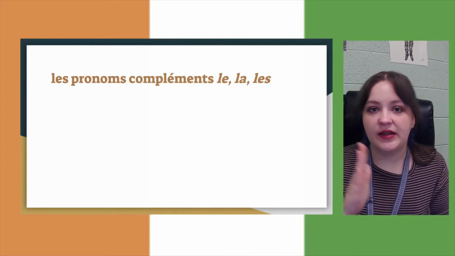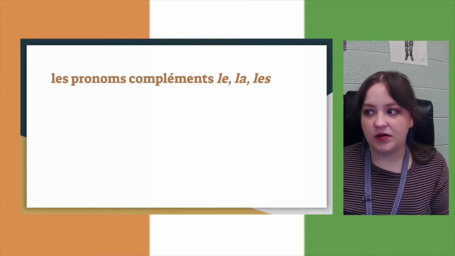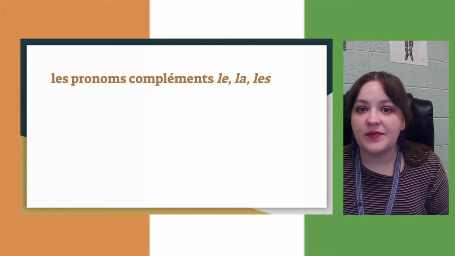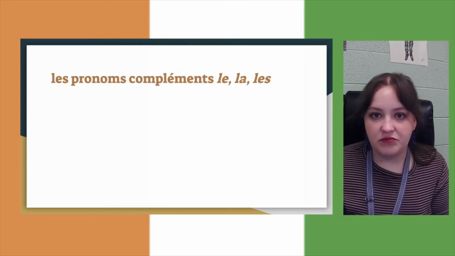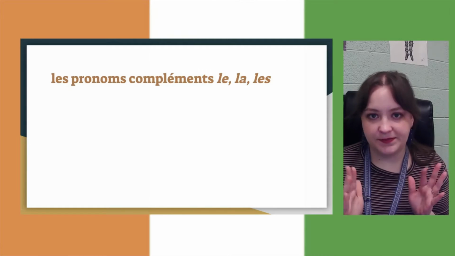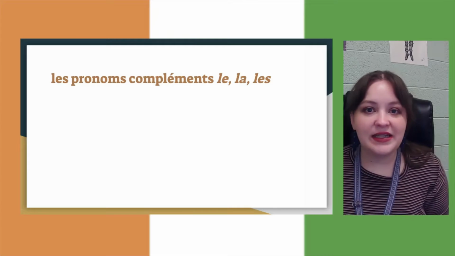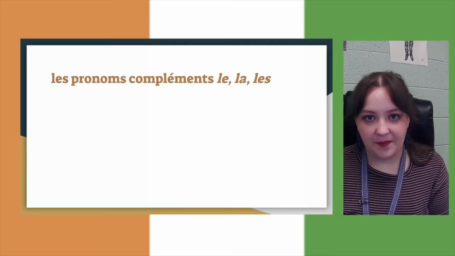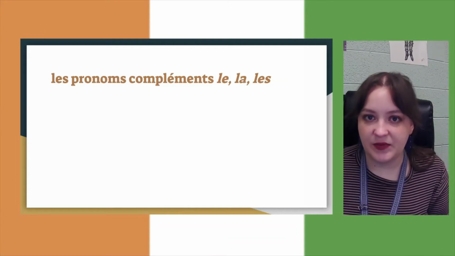Right? We learned that they go in front of the verb in a sentence, so that the sentence structure would be subject, direct object, verb. So the me, te, nous, vous go before the verb. But we didn't learn how to say him, her, or them. So that's what we're looking at today. Let's look at some examples so you can see what I'm saying.